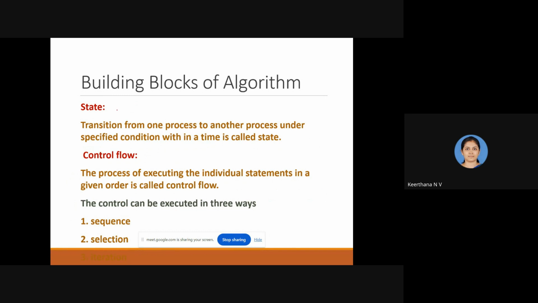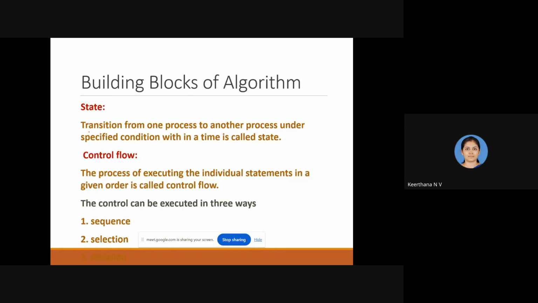The next one is state. If your algorithm contains one or more modules, you have to create a link between the modules. That is a state. If my program contains modules, that is function by function sections, that will be represented as a state. If module 1 contains function 1 and module 2 contains function 2, you have to create a link between module 1 and module 2. That transition is known as a state.